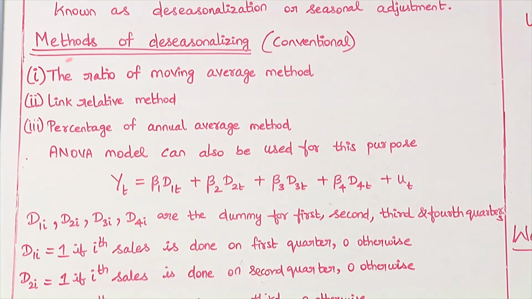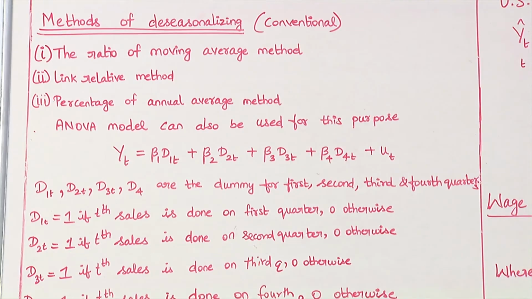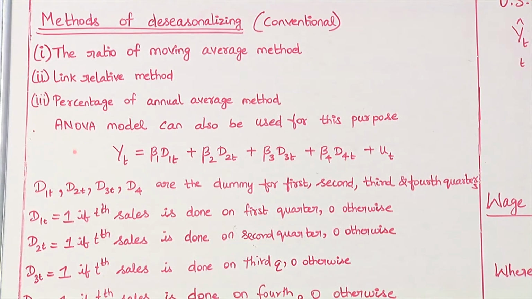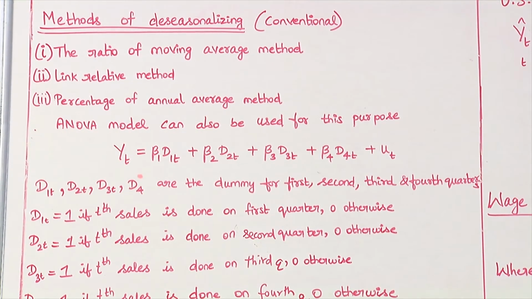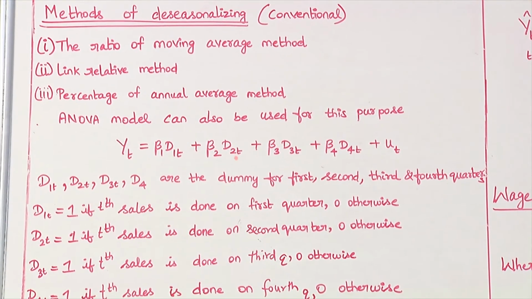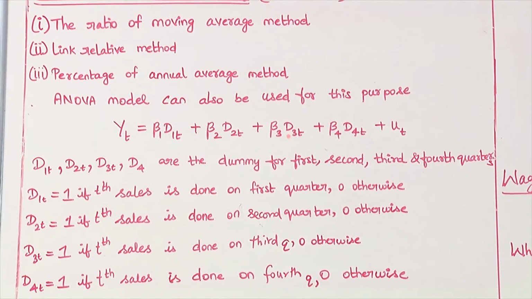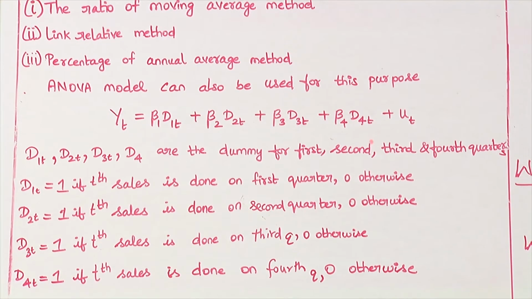Apart from these conventional methods, a simple ANOVA model can also be used for the same purpose, removing the seasonal effects from the time series. To deseasonalize, we can use a simple ANOVA model like the one specified below. Yt is equal to beta 1 d1t plus beta 2 d2t plus beta 3 d3t plus beta 4 d4t plus ut.